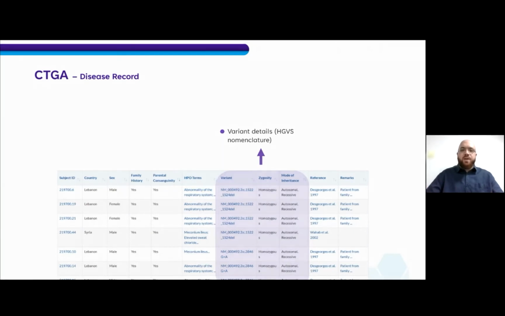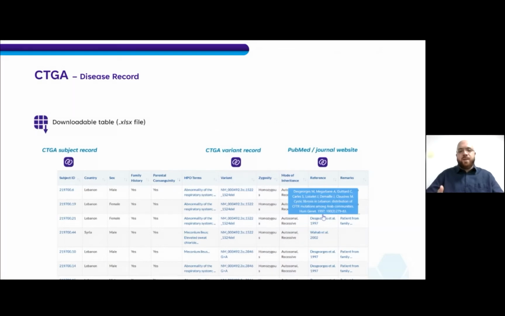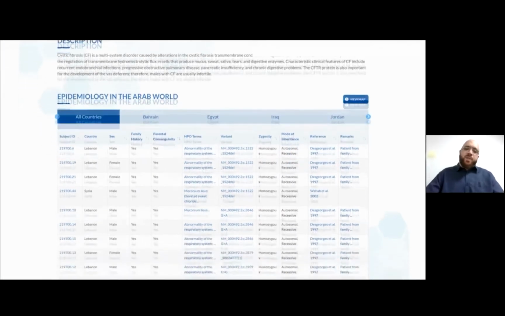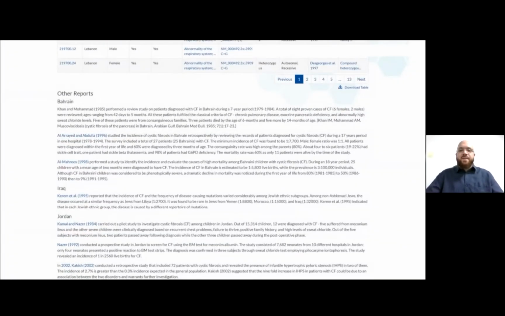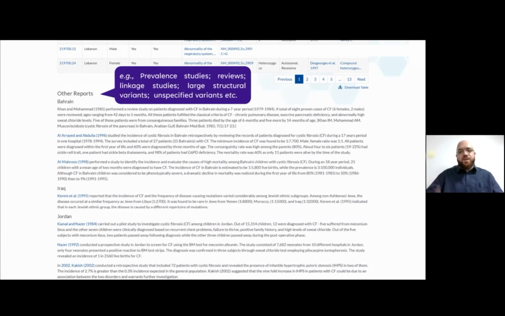The reference is also included here and is linked to PubMed, or if it's not on PubMed, it's linked to the article on the journal website. From the same row, you can link to the associated specific variant page on CTGA and the subject record. All tables on CTGA can be downloaded as an Excel file for further research. Data on subjects that are purely clinical or that do not have identifiable HGVS variant positions are added as text descriptions in the other report section. This section basically has a link to the study followed by a short paragraph describing the key data.